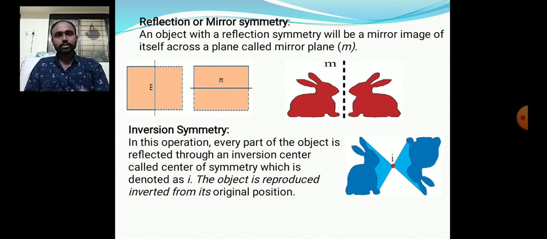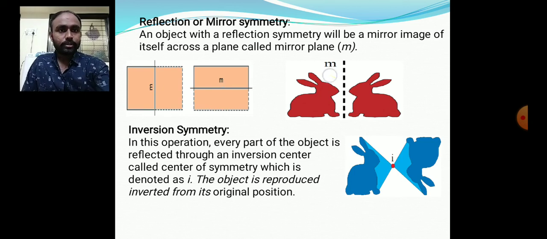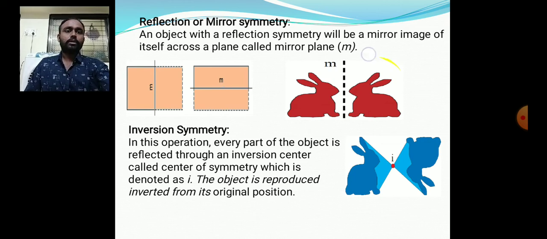And that axis or that particular plane is called the mirror plane. Now see here, I have given this example of a rabbit, and if I put this mirror and this looks exactly the same, this particular structure looks exactly the same, that means this particular object possesses the reflection symmetry.